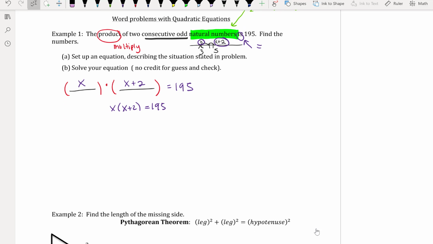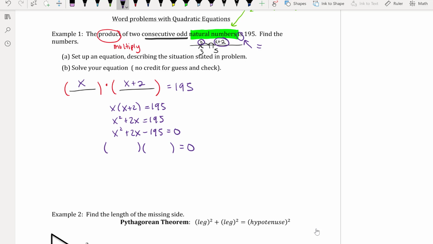So now I want to go ahead and solve this problem. So I'm going to factor. Remember, I have to set this equal to 0. So x squared plus 2x is equal to 195. So then x squared plus 2x. To get this equal to 0, I'm going to subtract 195 from both sides. And now I'm going to factor.